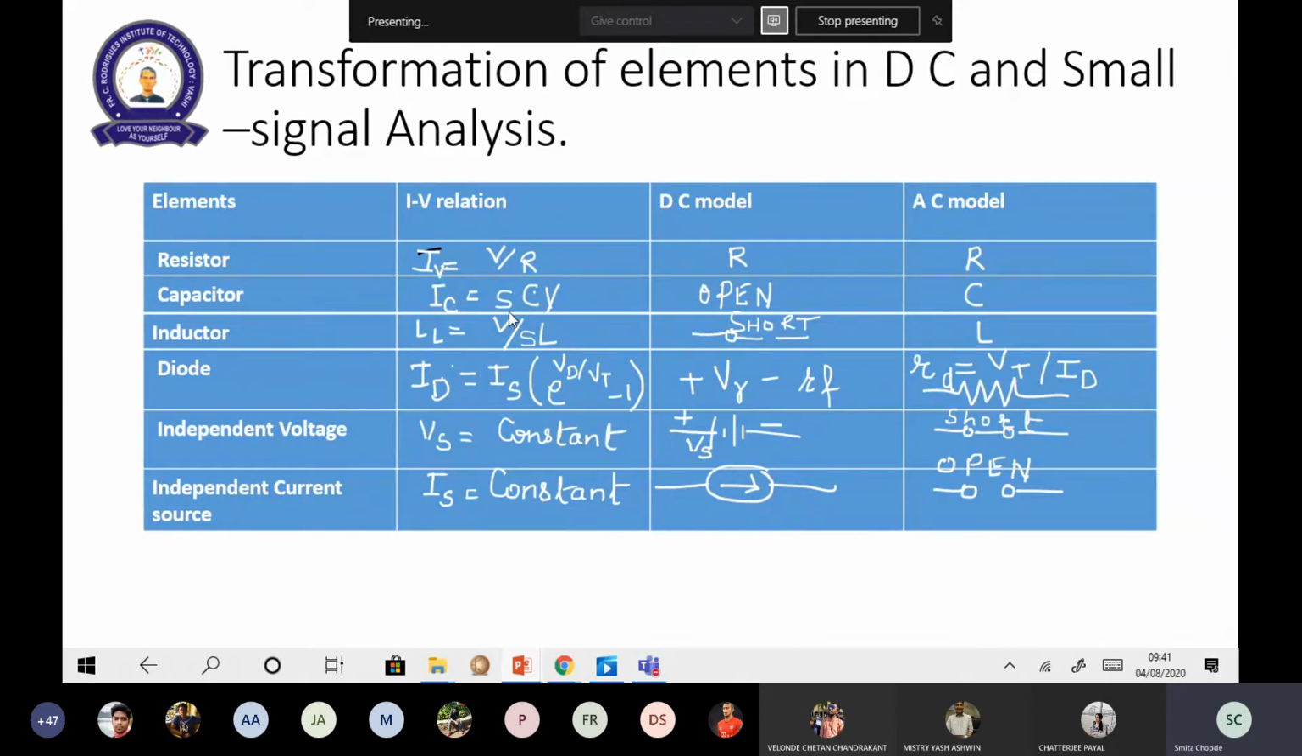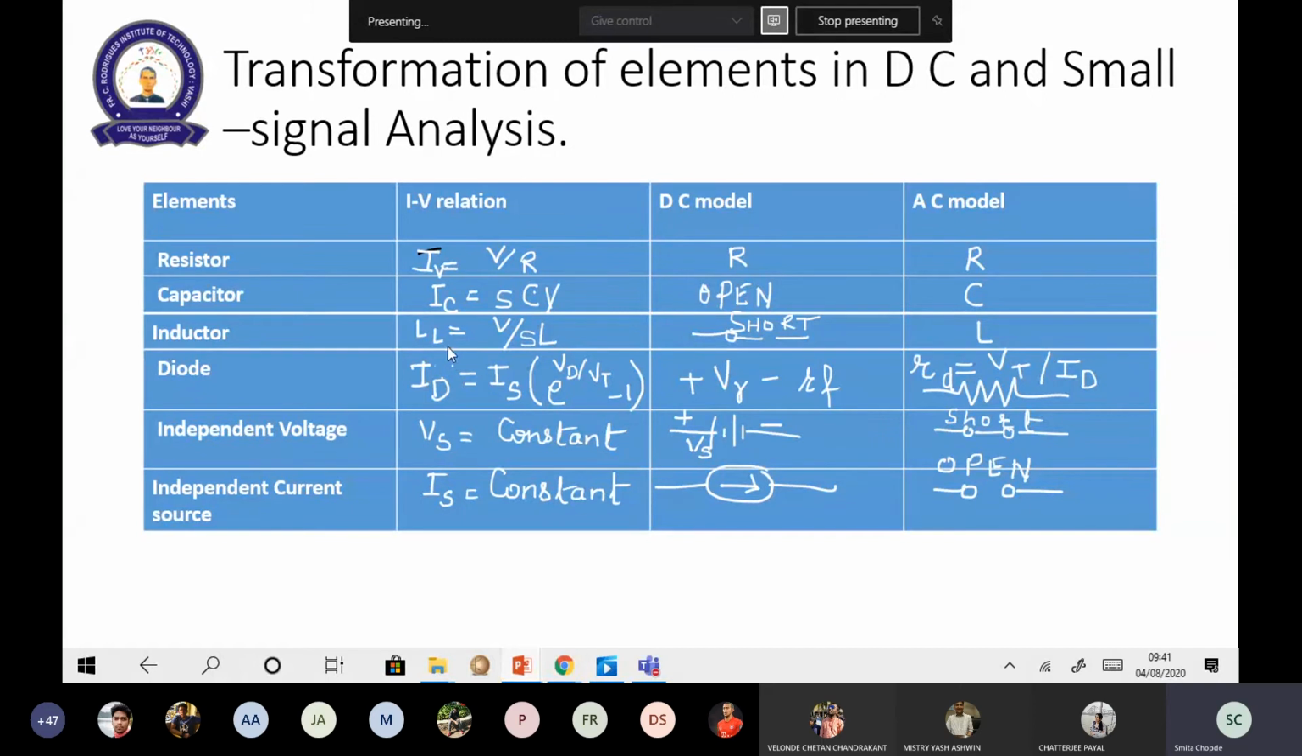You might be studying, or might have even studied in your network theory, that you use S transforms to define any component which is frequency related. So S is nothing but j omega. So instead of S, I can represent it as IC is equal to j omega C into V. Fine. So S domain is what we call the frequency domain. So the capacitor relation of current and voltage is S times C. Then in case of the DC model, it is open. In case of the AC model, it is working as C.